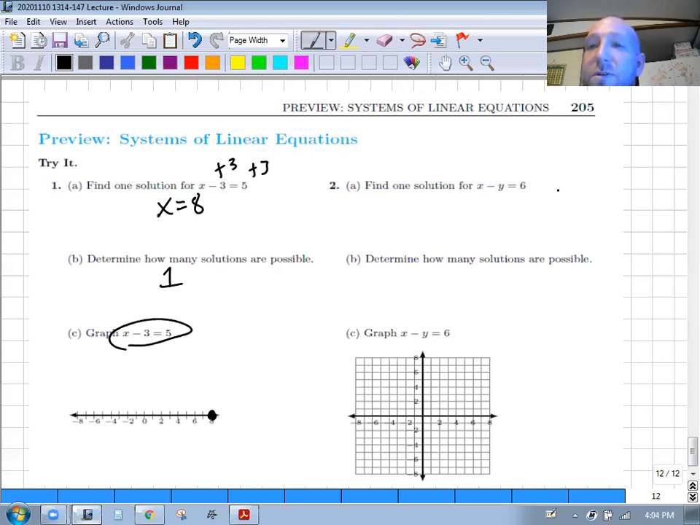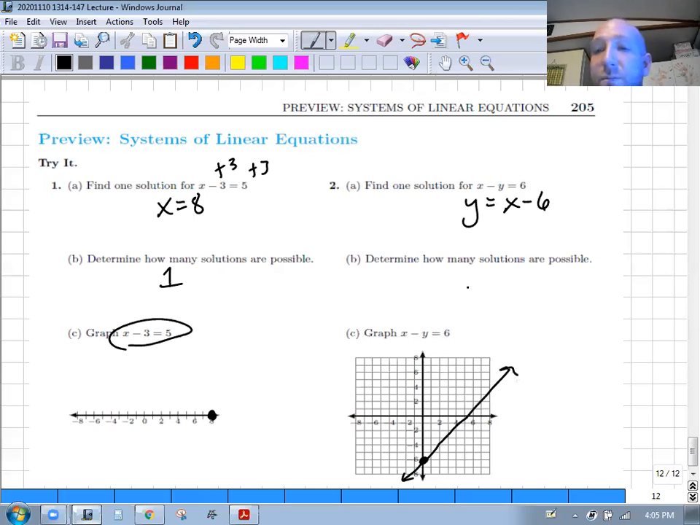Find one solution for x minus y equals 6. Well, let's put it in slope-intercept form. If we did that, we would have this. So our y-intercept is at negative 6. Our slope is 1. So it looks like that.